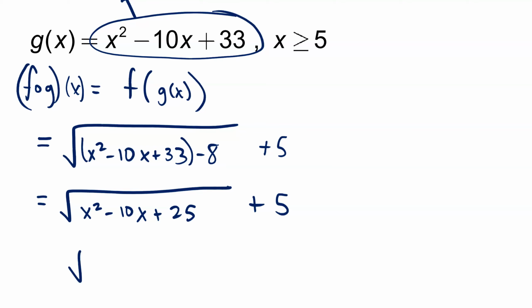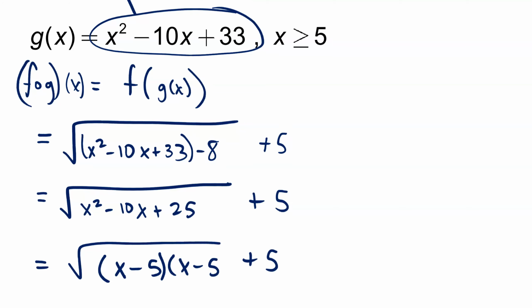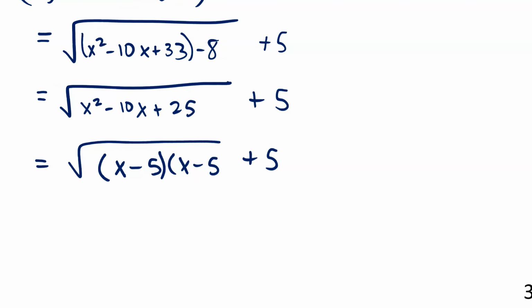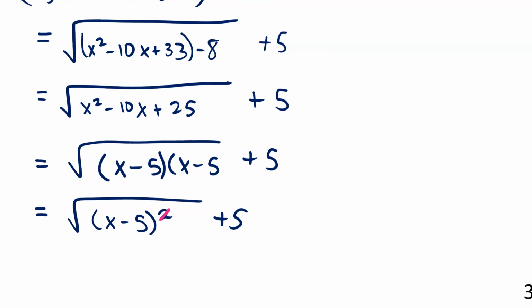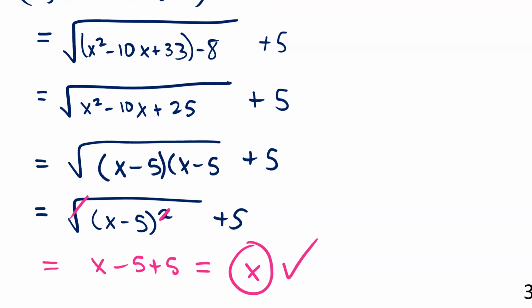So I can write the inside as x minus 5 times x minus 5. Or you could say what adds to negative 10 and multiplies to 25. I didn't necessarily have to show you that step. I could have just gone straight to x minus 5 squared. What happens to the square root and the square? They cancel. Then I'm just left with x minus 5 plus 5, which is just equal to x. Perfect. So we're proving they're inverses of each other. This is what should happen if you plug a function into its inverse. You should just get x at the end.